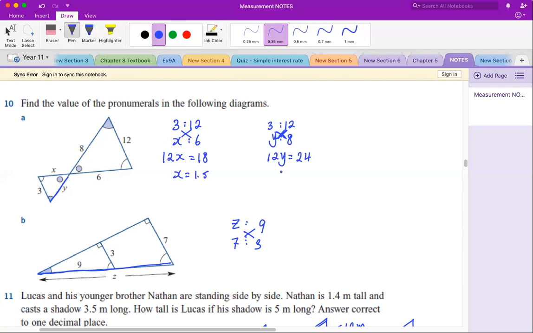So y is 24 divided by 12. What is it? Y is 24 divided by 12, right? Oh, yeah. Okay. I think it's because maybe on your paper you wrote it wrong. Yeah, I did.